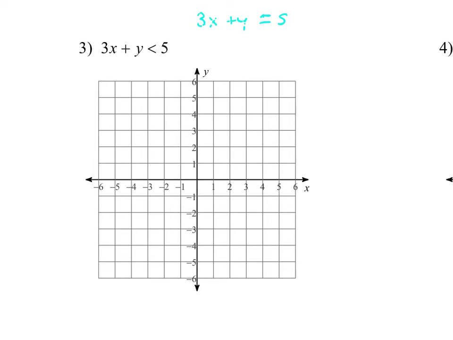What is our slope here? What's our slope? Remember, it's just the number in front of the x. So what's our slope? -3. What's our y-intercept?